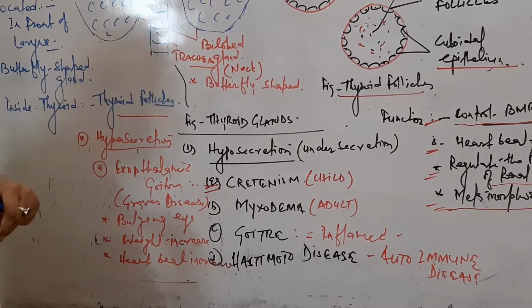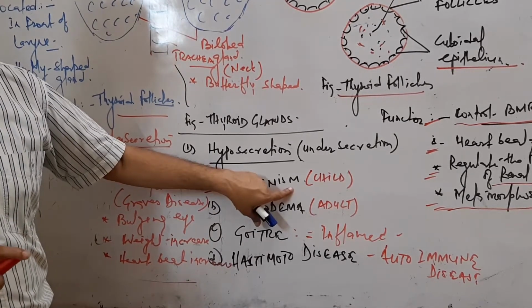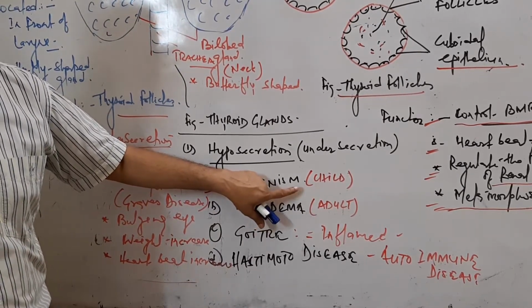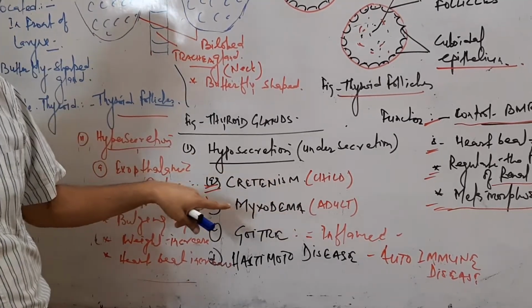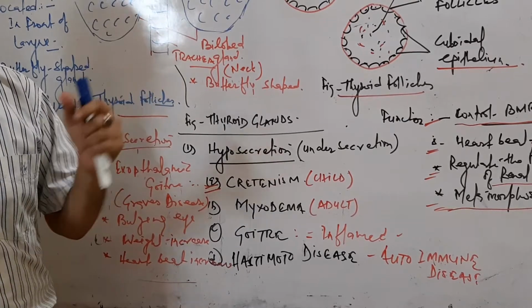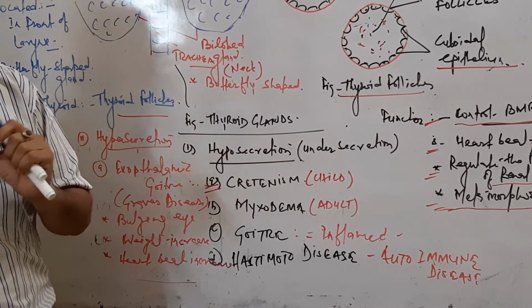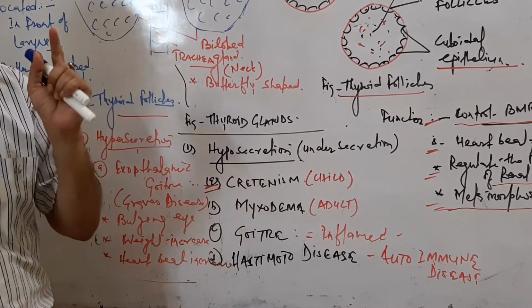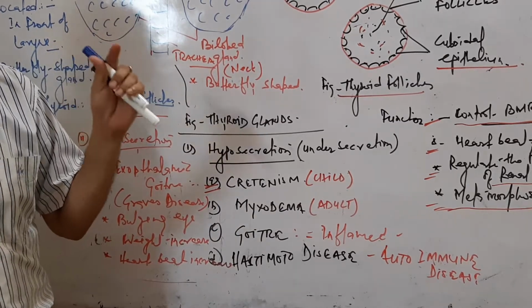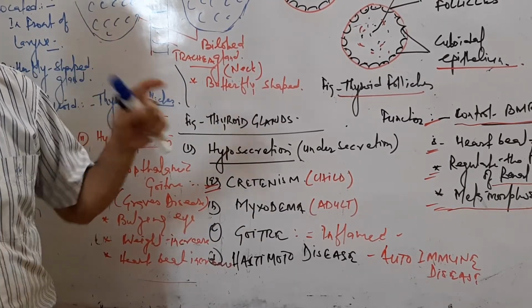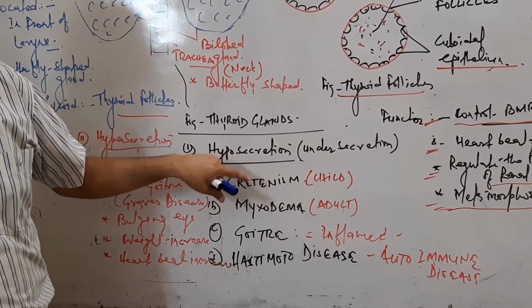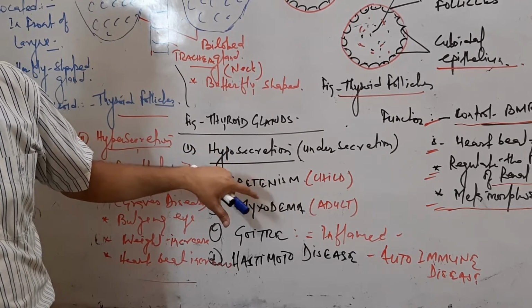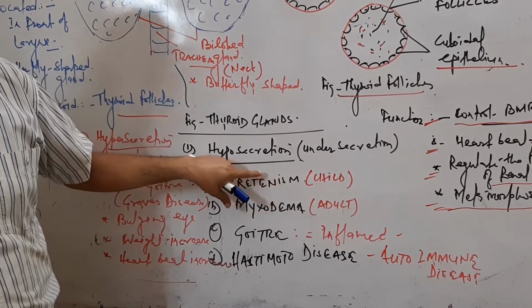So, first is cretinism, which occurs in children. The chest looks like a pigeon chest. The chest becomes pigeon-shaped and the person becomes lean and thin. It is also related to sexual deformities and mental deformities. Both sexual and mental retardation occur.